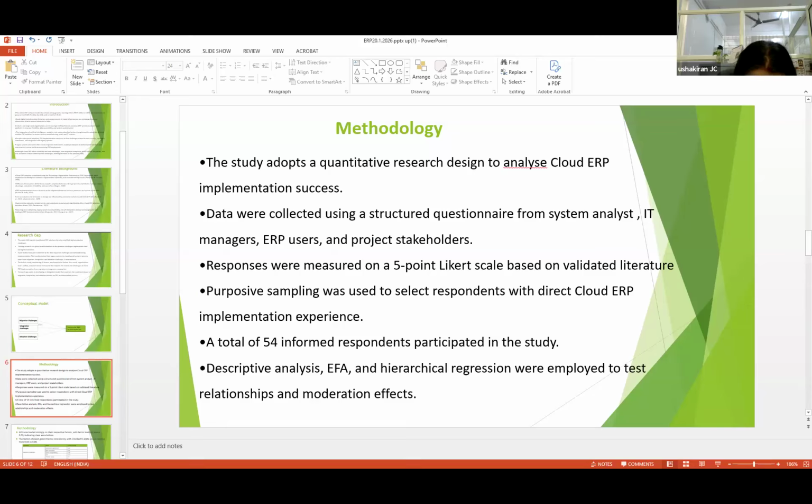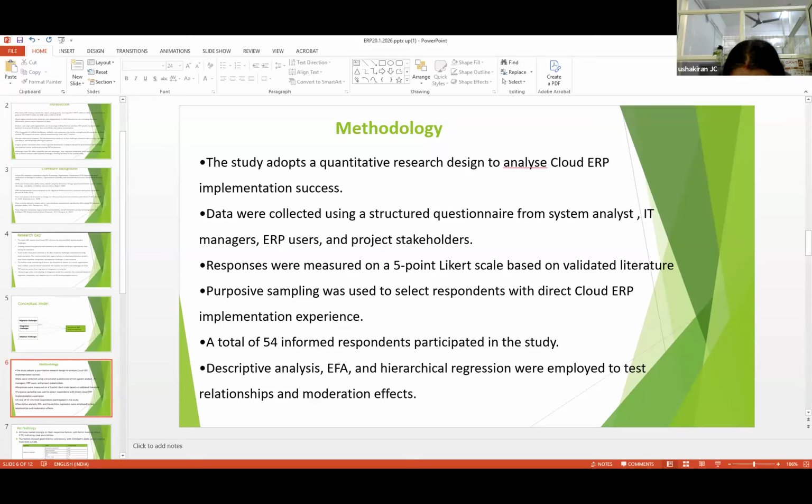The methodology used is a primary data, quantitative approach, and the data is collected using a structured questionnaire. Respondents include system analysts, IT managers, ERP users, and project stakeholders.